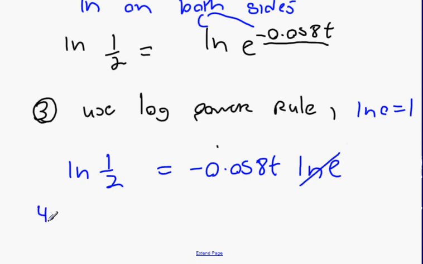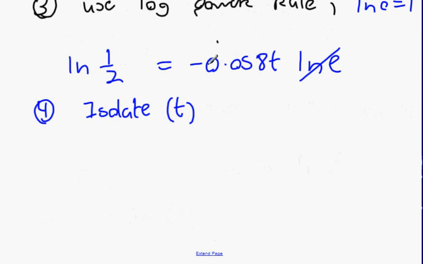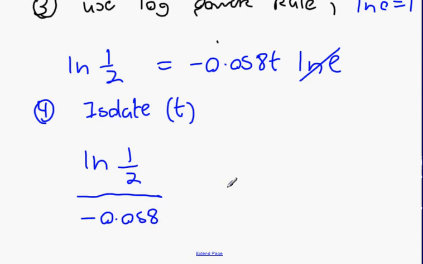And finally, isolate t. How do we isolate t in this case? Divide by minus 0.058. What do you know about time, by the way, lads? What can you tell me about time? It always has to be positive, and if it doesn't come out as positive, you've done something wrong. That does come out as a positive. Just put that into the calculator.